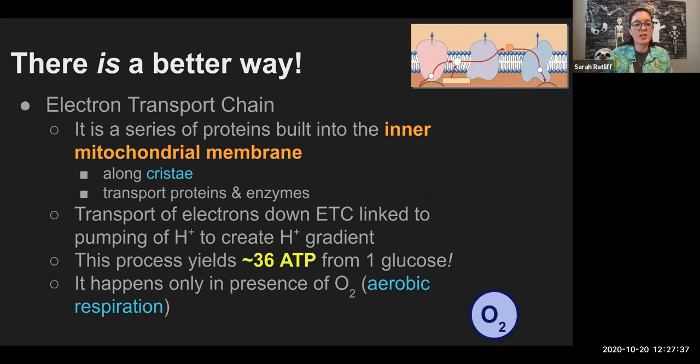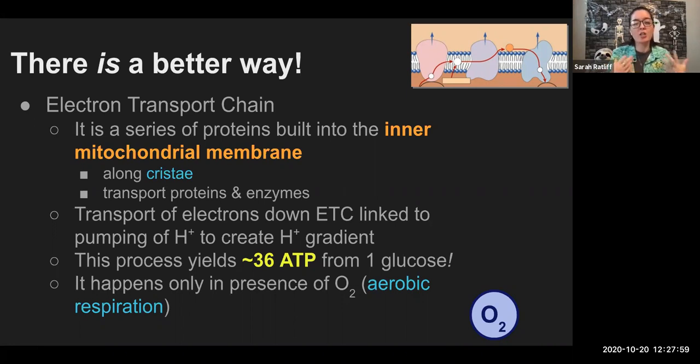The electron transport chain is a series of proteins in the inner mitochondrial membrane. So thinking about the anatomy of that mitochondria, there's the matrix, and then that inner membrane that holds all the matrix together. So that weird wavy line, wiggly part, that's the matrix. The inner membrane is holding that matrix together.